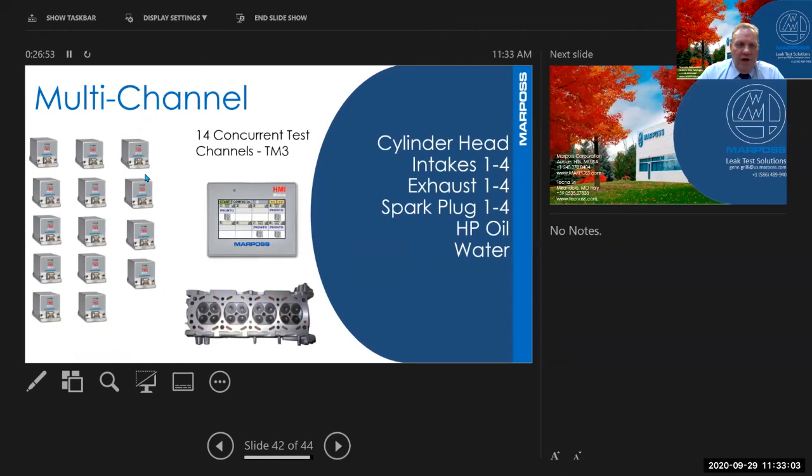One of the things Tecna has really got a specialty in is multi-channel. We're able to actually do up to 16 concurrent test channels. Okay, but in this particular application, this is for a Chrysler cylinder head where we would do 4 intake runners, 4 exhaust runners, 4 spark plug tubes, HP oil and water all in the same test cavity, all with different test specifications. So these can all be run independently. This really speeds up cycle time and things like that, being able to run these concurrently.